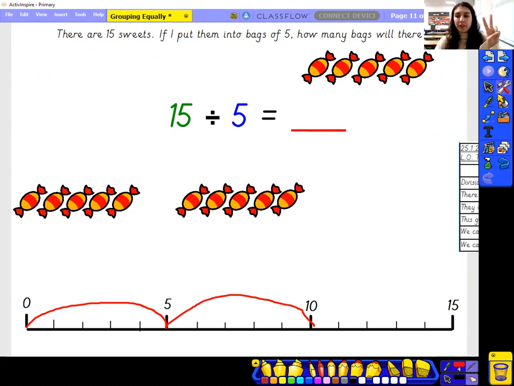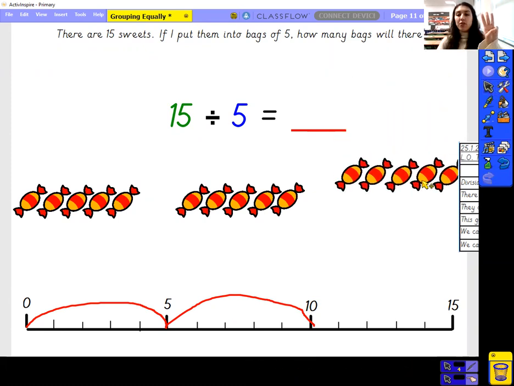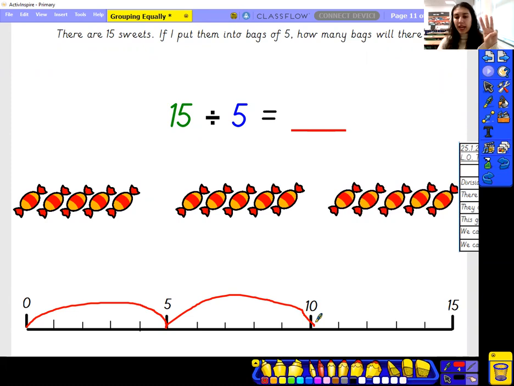We're still not at 15 yet, so we're going to go again. 3 groups of 5 would be 15. So if I have 15 sweets and I put them into bags of 5, I know that I would get 3 groups. 1, 2, 3.